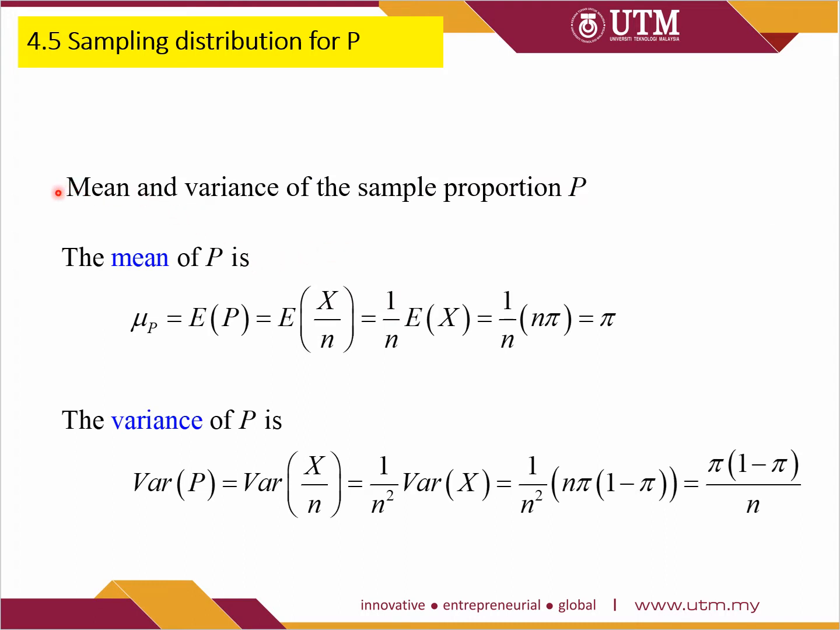For the mean and variance of the sample proportion P, the mean of P, mu P, is equal to pi, where this pi refers to the population proportion. And the variance of P is equal to pi times 1 minus pi, over n.